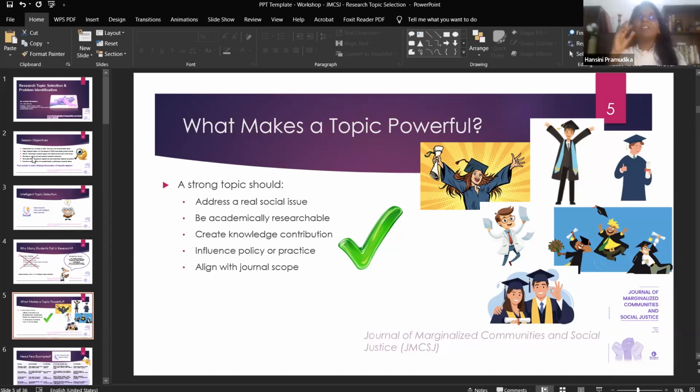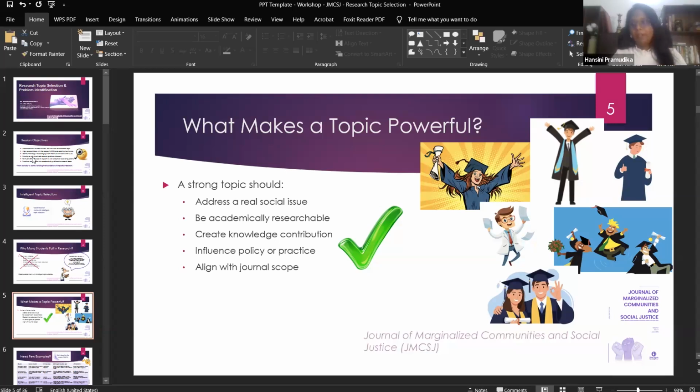So you can imagine and come to different decisions, right? You have to conduct a background study, right? You have to come up with real world insights, real world information, right? It is compulsory. Okay. And be academically researchable.